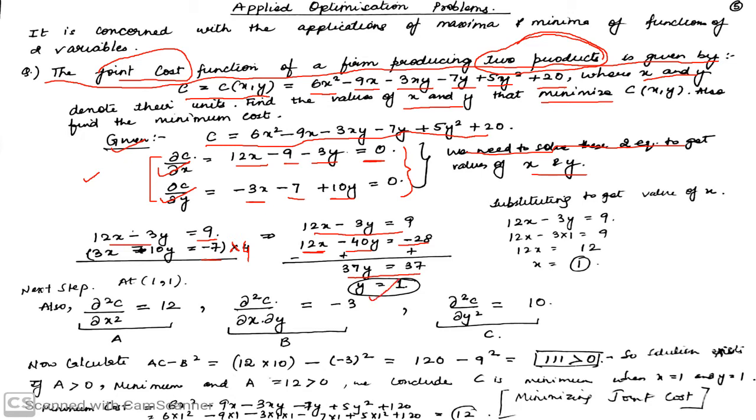You got the value of y. Now what is the step? You need to also find the value of x. Put the value of y in any equation, right? You get the value of x is equal to 1. I have put it in this equation, 12x minus 3y is equal to 9. So you get x is equal to 1. Now what is your next step? We have x is equal to 1, y is equal to 1.